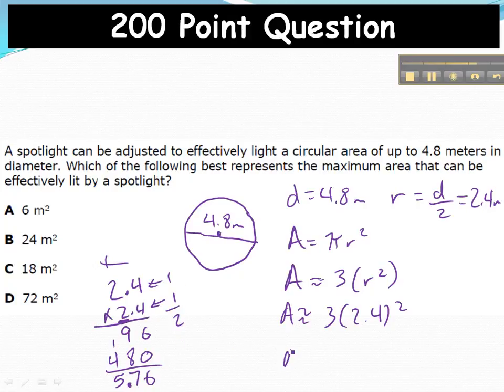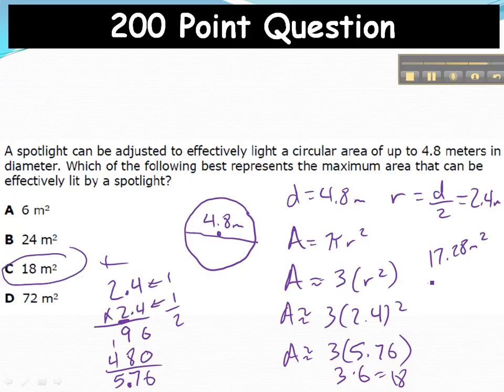So area is approximately equal to 3 times 5.76. Now, if we multiply 3 times 5.76, and I'm not going to take the time to do it on the video, but it would give us 17.28, I believe, 17.28. But we could just estimate 5.76 is about 6. 3 times 6 is 18.